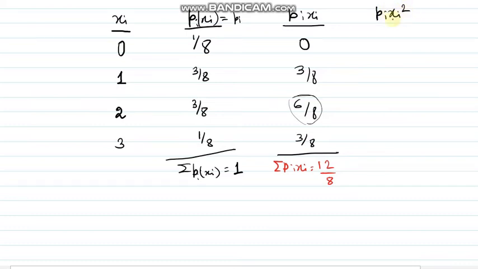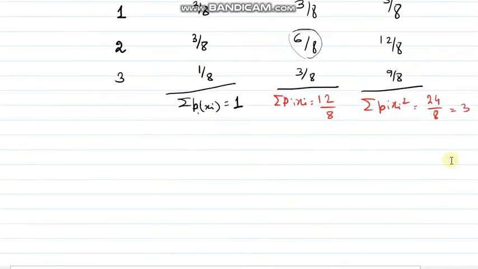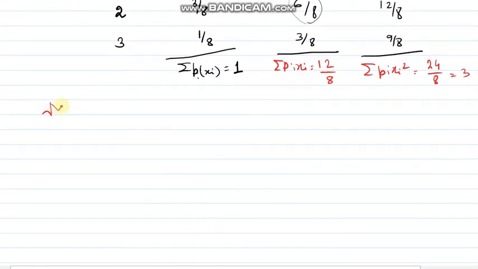Next one, pi xi square. So this will be 0, this will be 3 divided by 8, no change in there. So this will be 12 divided by 8. This will be 9 divided by 8. So now if I just add them, summation pi xi square is equal to 24 divided by 8, which is 3 only.